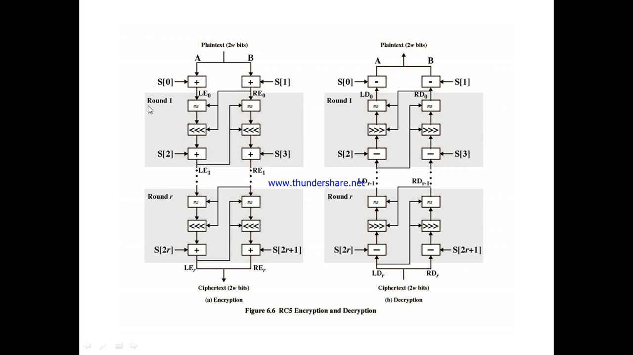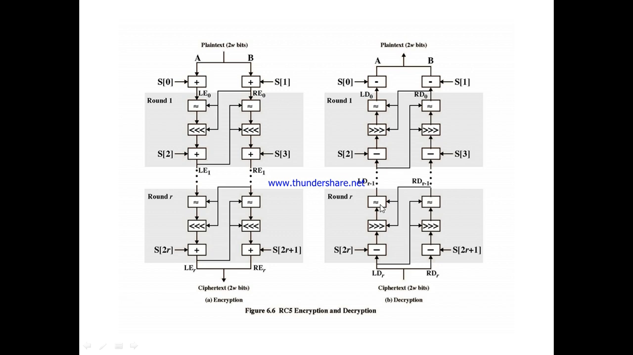And how many rounds depends upon RC5, because it supports 0 to 255 rounds, and the nominal number of rounds is 12. So here R means anything between 0 and 255, so round 1 to round R. As we are starting from S0, it will go up to 2R plus 1. Clear? So this is the encryption.